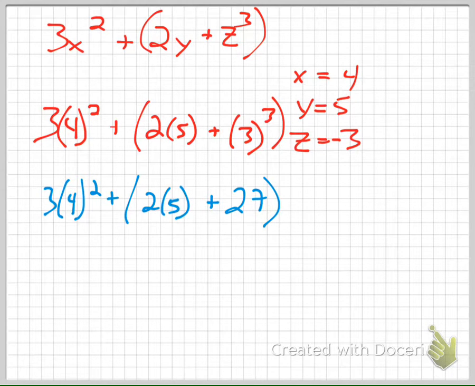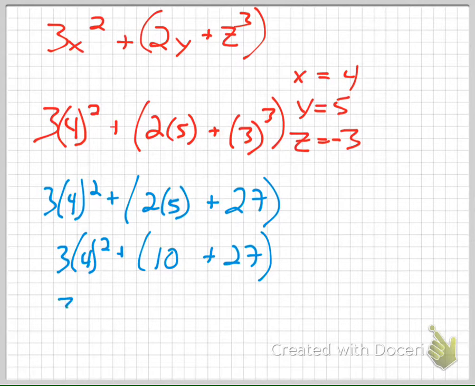Okay. So now I go, okay, is there any other parentheses in here? No. Exponents? Multiply or divide? Yes, 2 times 5 is 10, so 3 times 4 squared plus 10 plus 27. Inside the parentheses, I have 3 times 4 squared plus 37. Now I'm done with the parentheses. I finally finished the parentheses.